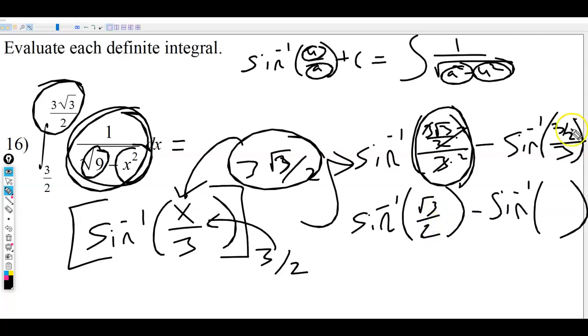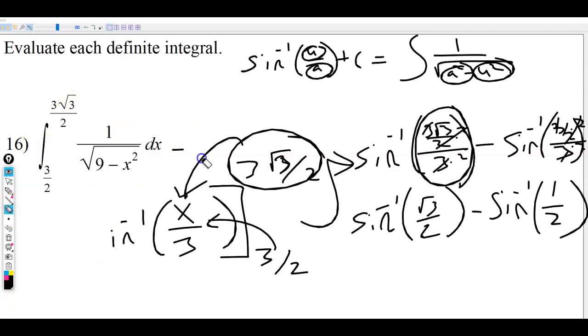Same thing here. Multiply the top and the bottom by 2. The 2's cancel, and then the 3's cancel. So I'm left with nothing on the top, but that really means there's a 1 there, and then 2. And this is where things get fun also. You guys got to remember your unit circles.